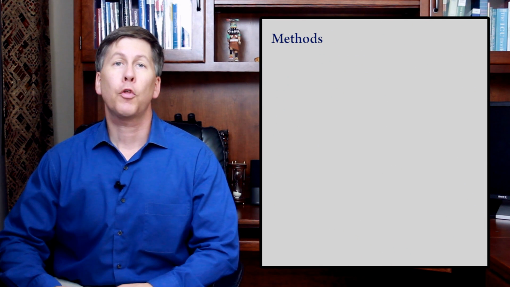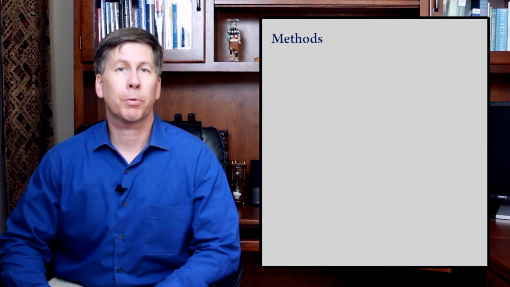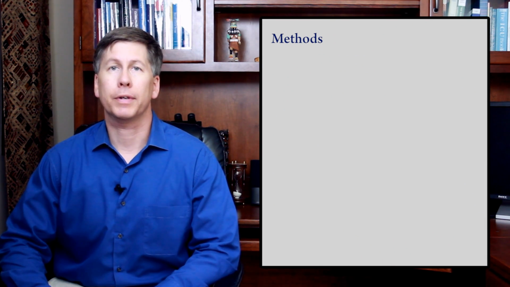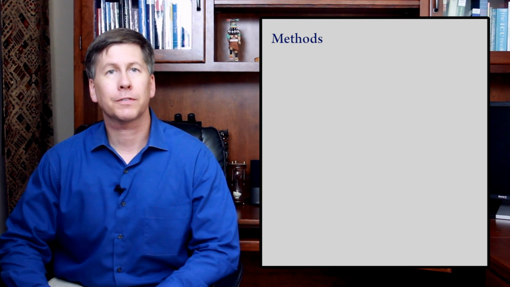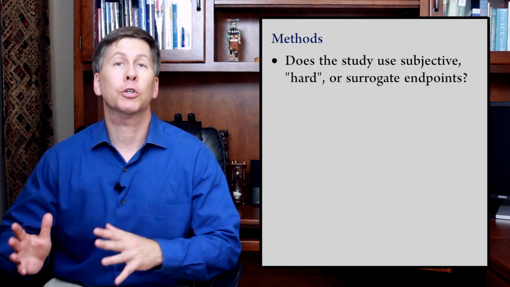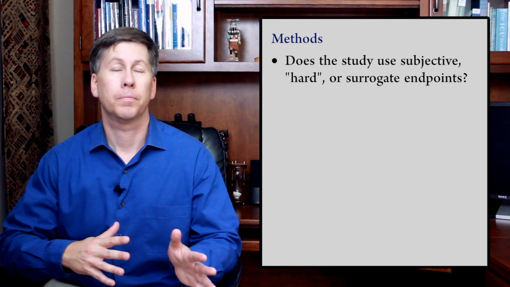There are no additional questions about the introduction, so I'll move to the methods. The biggest question here that we haven't addressed in part 2 has to do with endpoints. In part 2, I discussed the difference between primary versus secondary endpoints, but now let's talk about a different way to classify them: subjective versus hard versus surrogate.